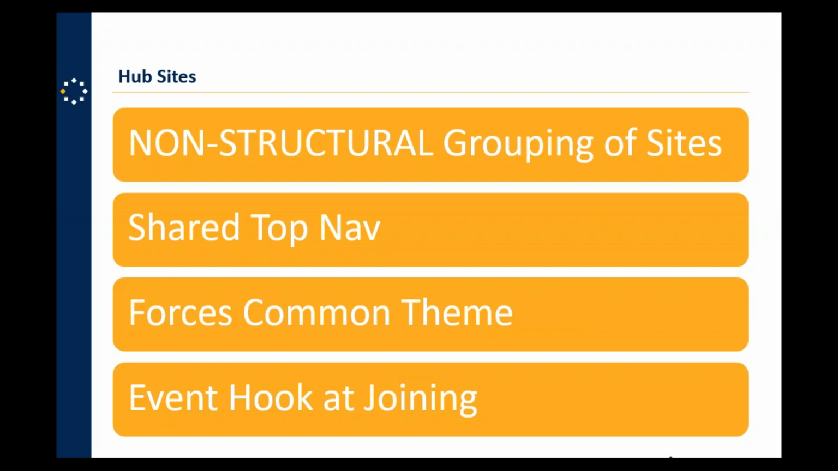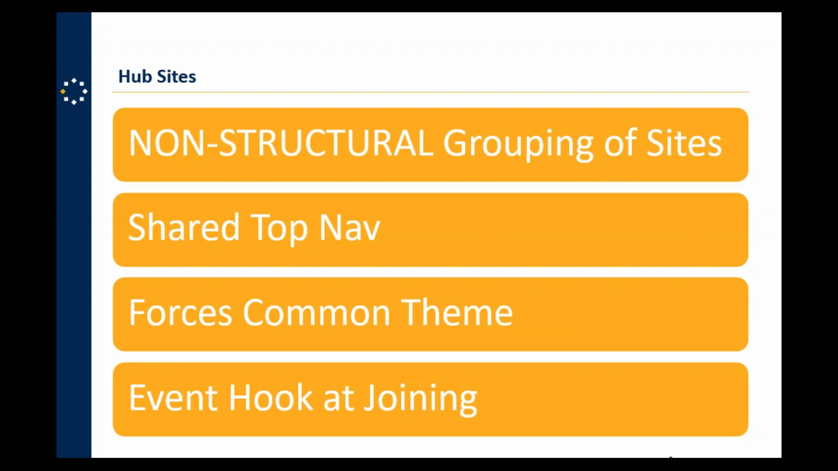So hub sites are a way of grouping sites together that isn't based on that URL site structure, it's based on essentially metadata. And I'll show you what I mean by that in a moment here. But basically, you specify which hub site a site is associated with, and then you can change that association just by choosing a different hub site in the drop-down list.